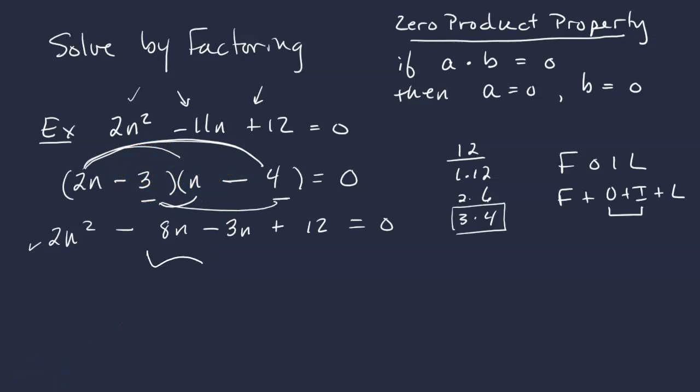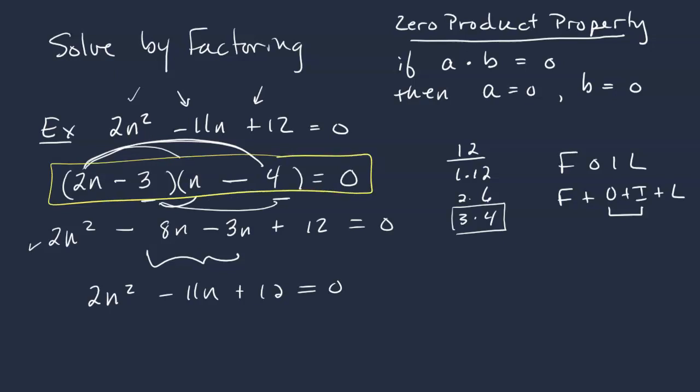Once we combine the middle terms, we see that we will have recovered 2n squared minus 11n plus 12 equals 0. So we know that our factorization is correct, and we can take this piece down. So we know we have an equivalent factorization of our original polynomial. 2n squared minus 11n plus 12 is equivalent to 2n minus 3 times n minus 4.